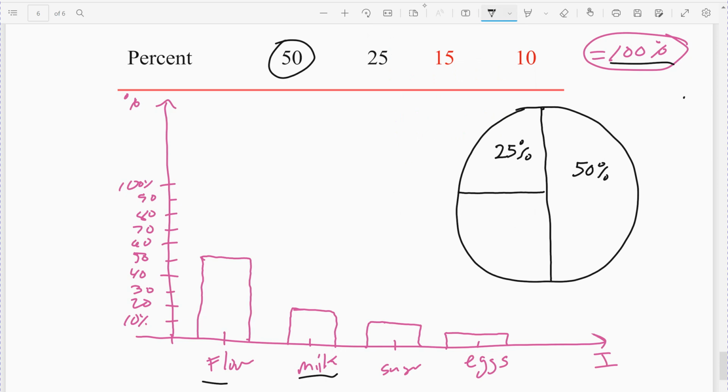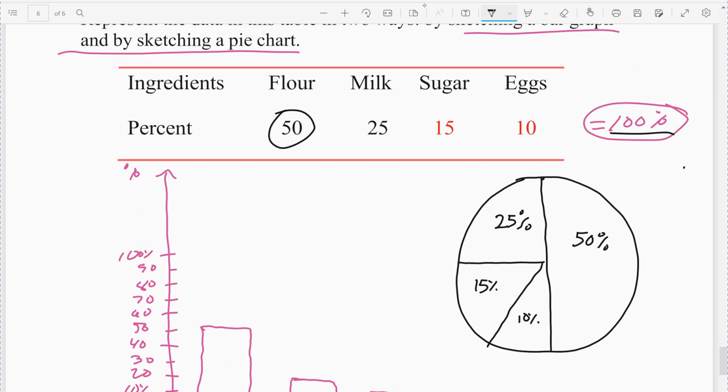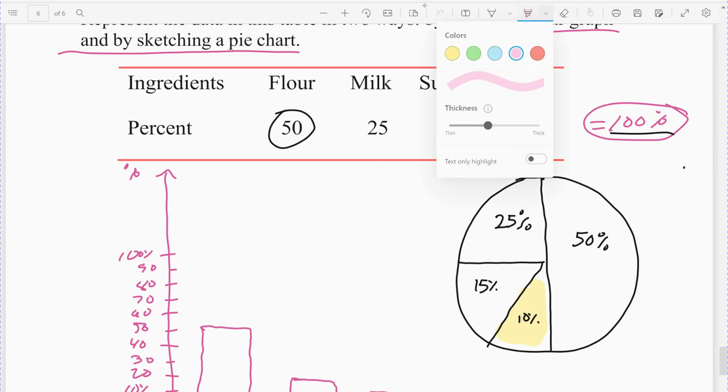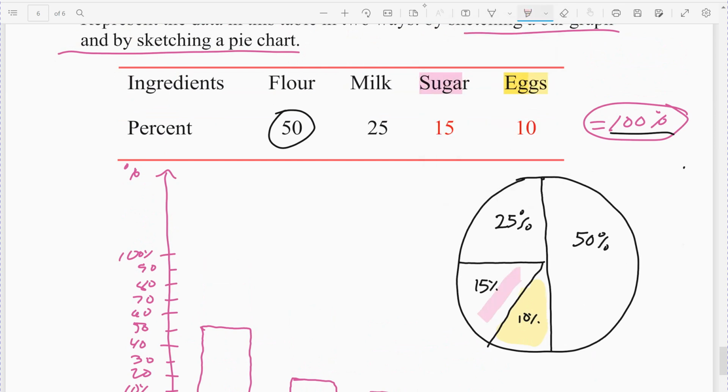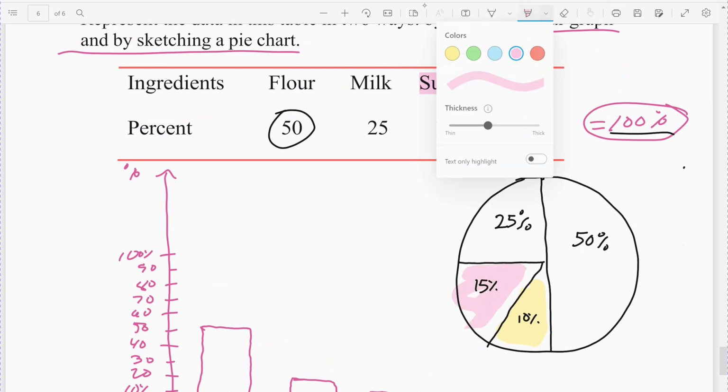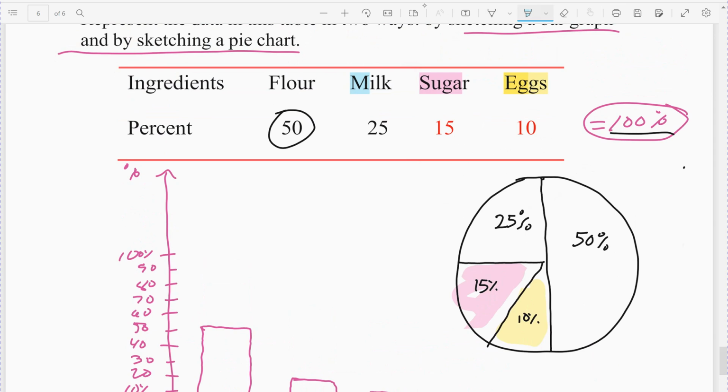Sugar is 15, so I would break this wedge, one of them should be slightly bigger than the other, so it's not quite in half, you should go slightly less than half. That would be 15%, and that should be 10%. If I do colors, because we typically do colors, we'll do eggs yellow, so that's the 10% here. We'll do sugar as pink, milk as blue, and flour, I'll just leave white. Flour is white.